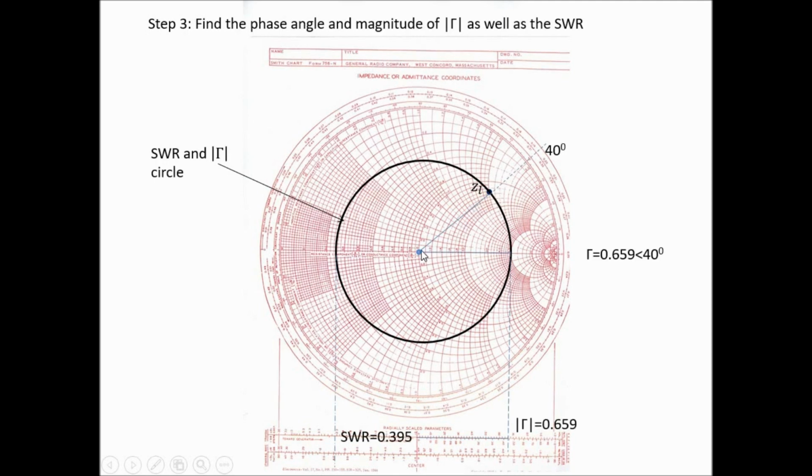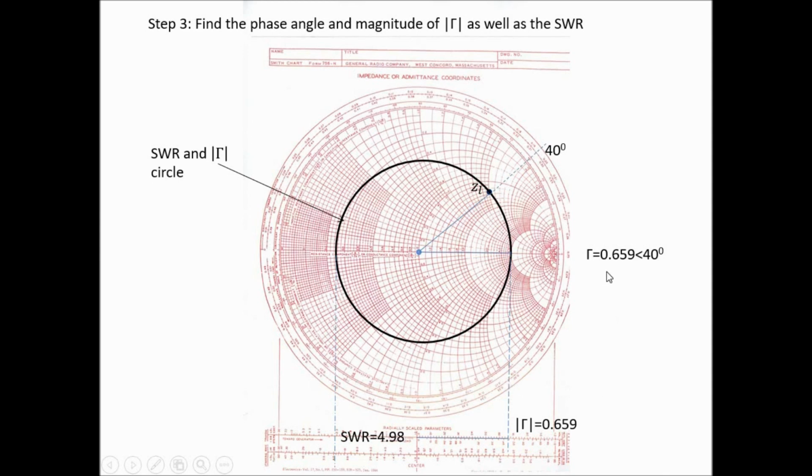So I am taking this radius and taking it to the reflection scale here. Just take your compass and find the distance from here. You see the reflection is 0.659. So we got the reflection magnitude from here. If you join a line from the center to the load point and extend it up to this, you will get the phase angle from this scale. This is 40 degrees.